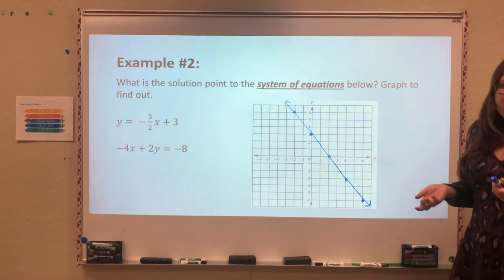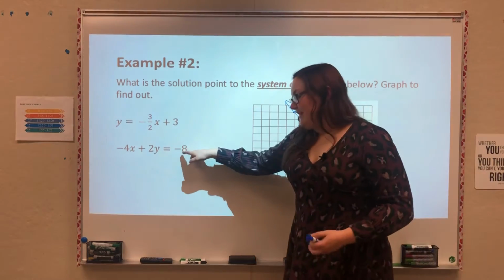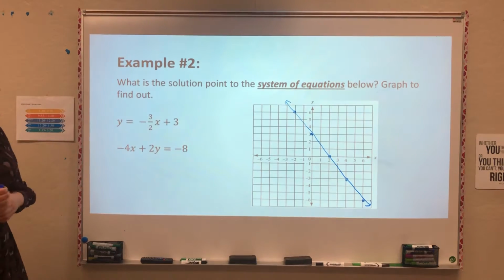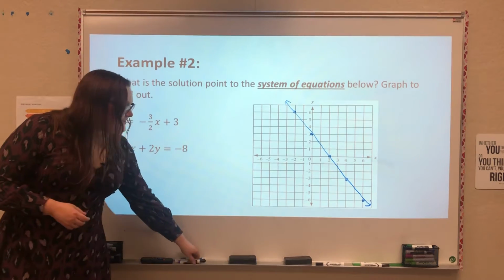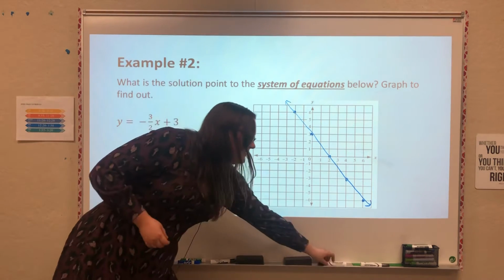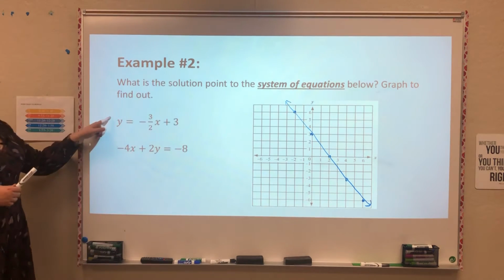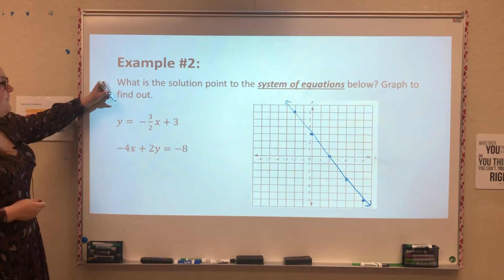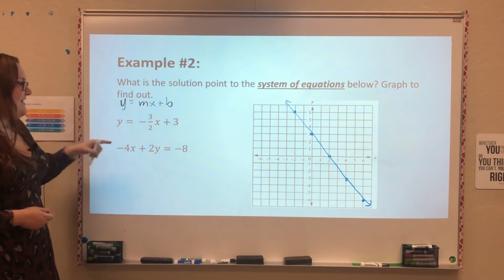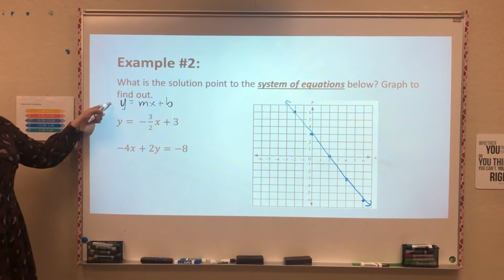Well, next we would want to do the same thing. We would want to graph this equation. Hopefully you're seeing this equation does not look like the other ones we've graphed so far. This equation is not in slope-intercept form. I know that because slope-intercept form starts y equals. It's the form y equals mx plus b. This equation here is not in that form.